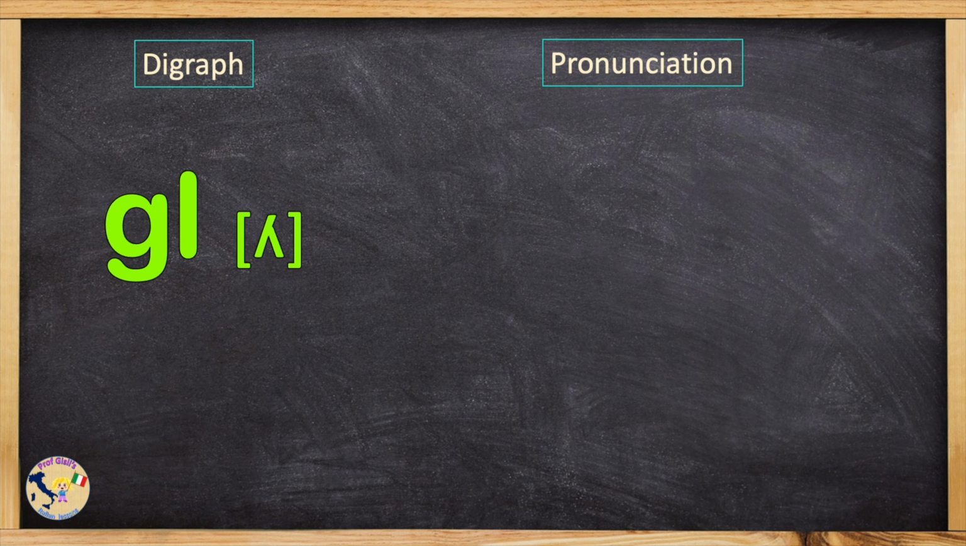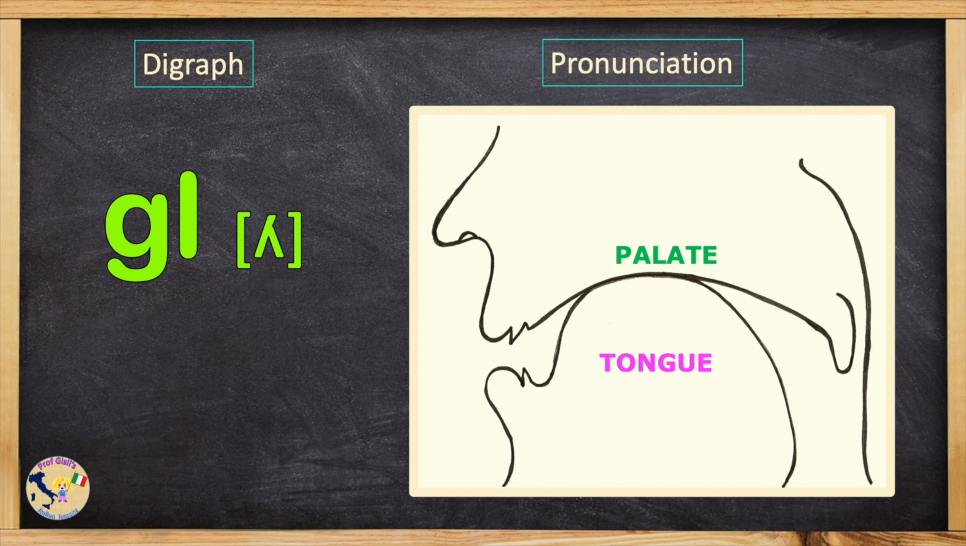Moving on to digraph LY, let's focus first of all on the right way to pronounce it. The trick is to place the tongue against the middle section of the palate, leaving enough space at the side of the tongue for the air to flow and produce the distinctive sound LY. When you start learning Italian and you come across this sound for the first time, you might be tempted to pronounce it in the same way as letter L. But there is quite a difference between sounds L and LY.